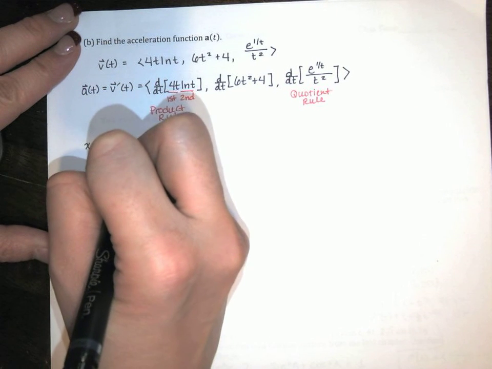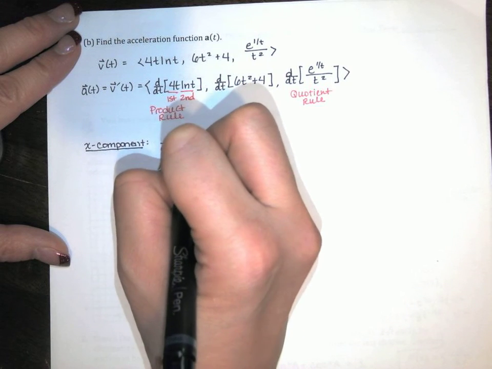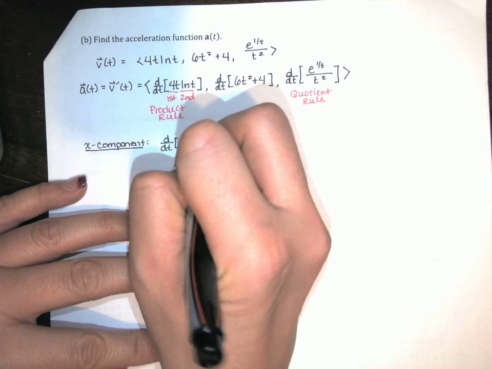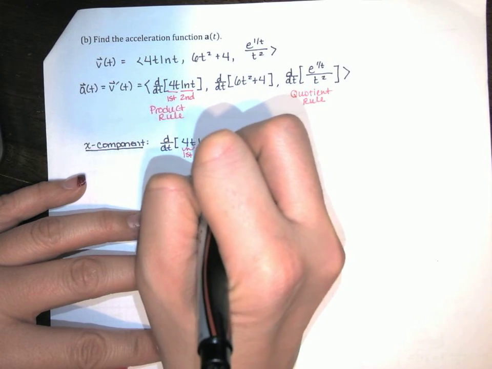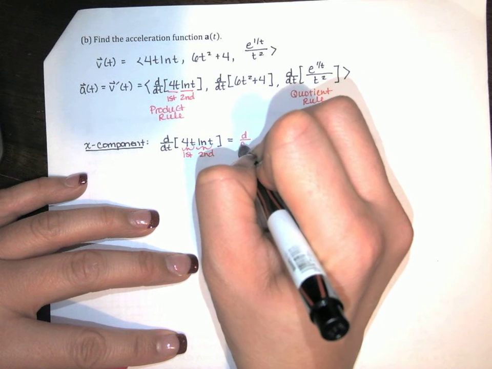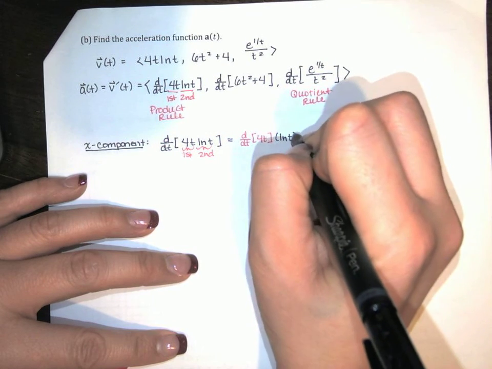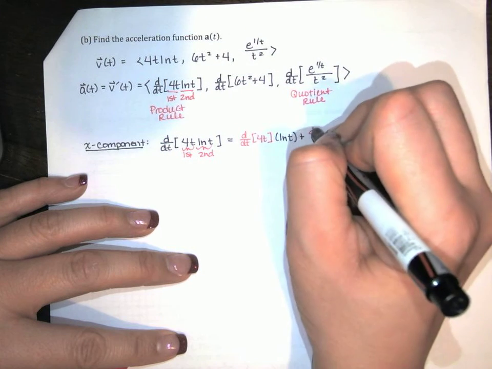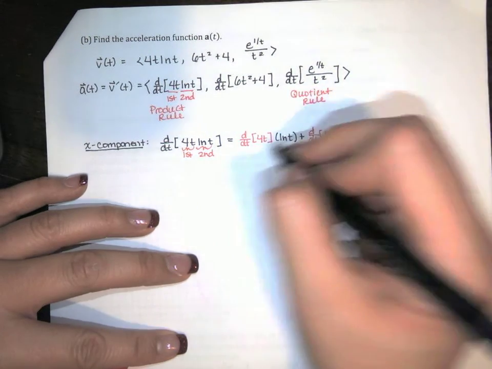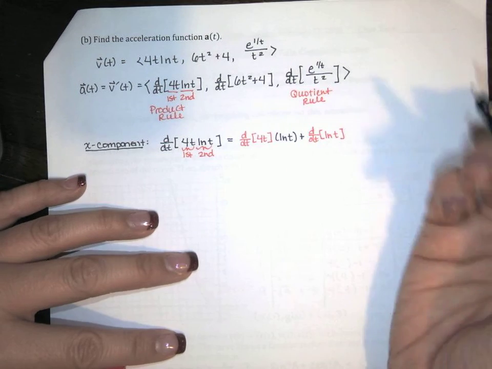The x component is the derivative of 4t times natural log of t. This is my first function, and this is my second function. We get derivative of the first times the second plus derivative of the second times the first. You may have memorized that in the reverse order. That's okay. We just need to differentiate one, multiply by the other, then do it the other way around, and then add them.